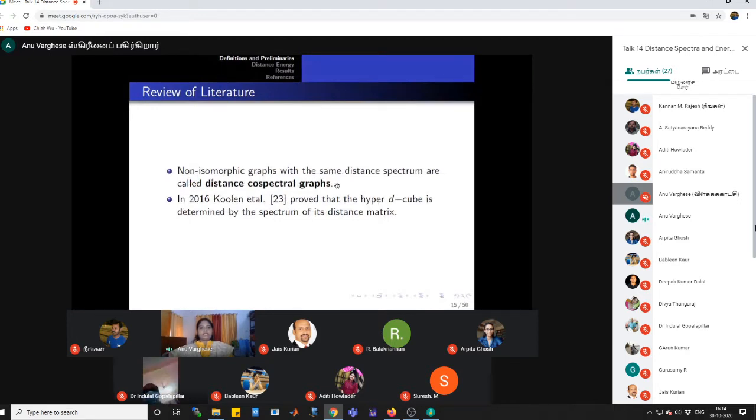Now we come to co-spectral graphs. Co-spectral graphs means two non-isomorphic graphs with the same spectrum. They are called co-spectral graphs. In the case of the distance spectrum, if two non-isomorphic graphs have the same distance spectrum, then these graphs are called distance co-spectral graphs.